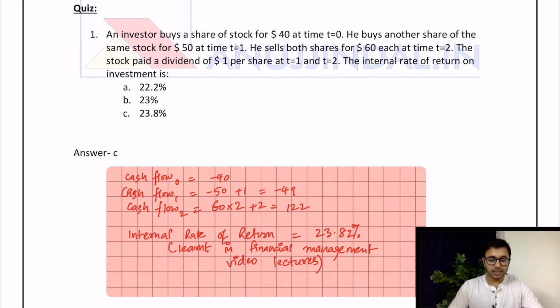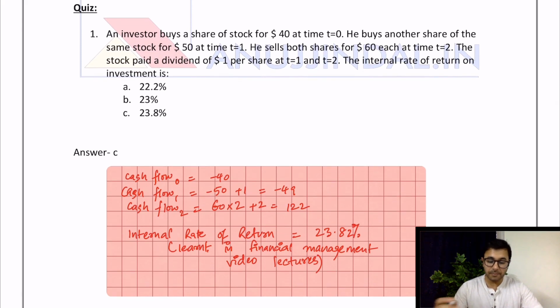The first example says an investor buys a share of stock for $40 at time t0, that is today. He buys another share of stock for $50 at time t1, that is after 1 year. He sells both shares for $60 each after 2 years. The dividend is 1 per share at t1 and t2. We have to find out the internal rate of return.